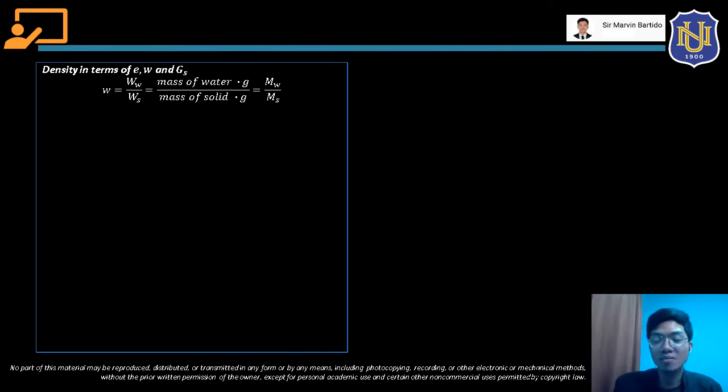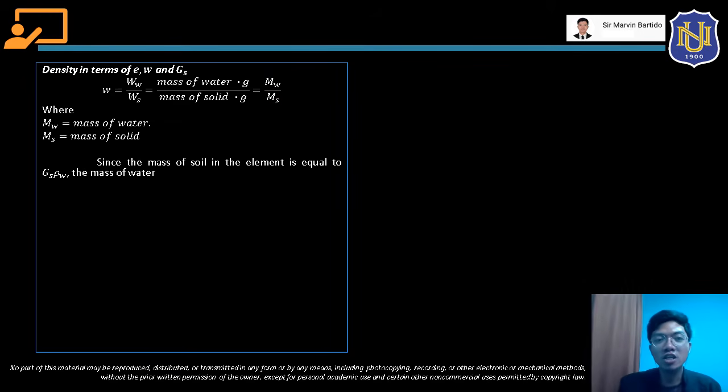So, the weight, di ba, pwede natin siyang gawing mass times the acceleration due to gravity. So para doon sa mass ng water, pag minultiply mo by g, that will be the weight ng water. Tapos yung mass ng soil solid, pag minultiply mo yan by g, it will become the weight ng solid. So pwedeng makansel dito, class, yung g. Therefore, class, it will become mass ng water over mass ng soil solid.